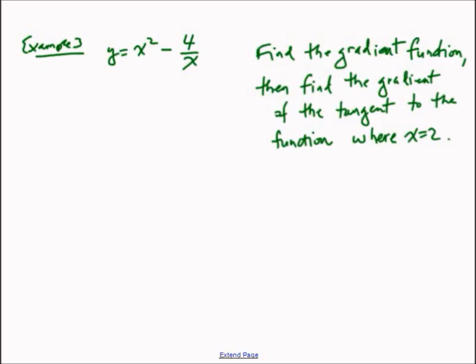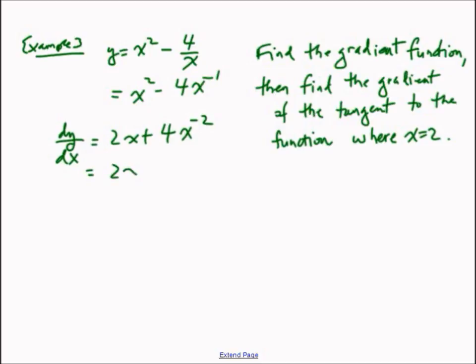Okay, I'm going to take my time here because this is a very, very important concept to understand. So I'm going to start by representing this with exponents for x to the power of negative 1. Okay, we can easily take the derivative, so dy dx equals 2x plus 4x to the power of negative 2, which is 2x plus 4 over x squared.